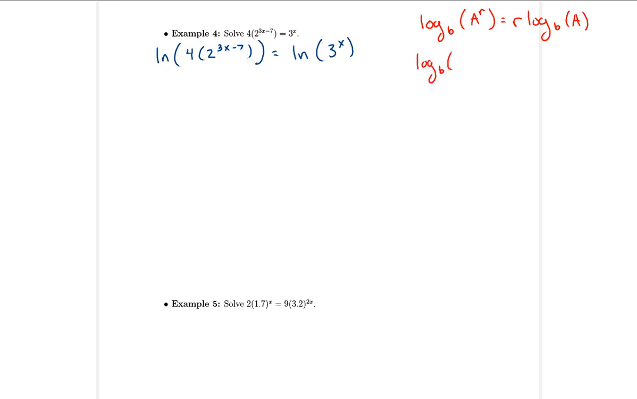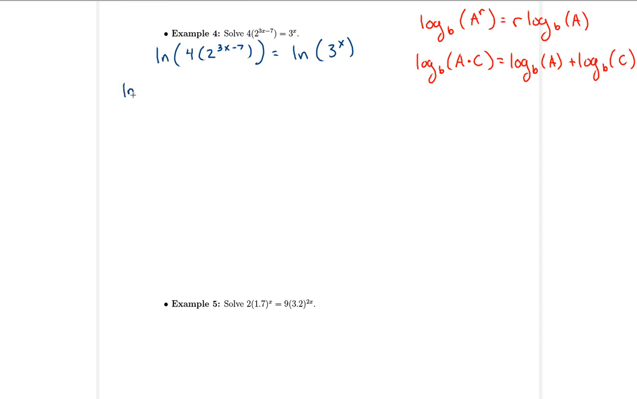If I have the product of two things inside the argument of the logarithm, I can turn this into the log base b of a plus the log base b of c. Right? I can turn it into this.